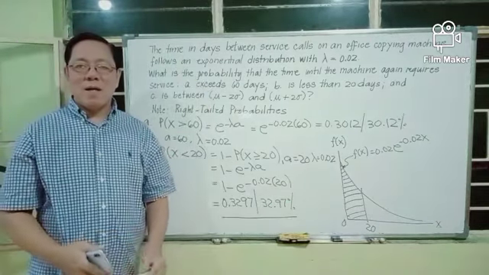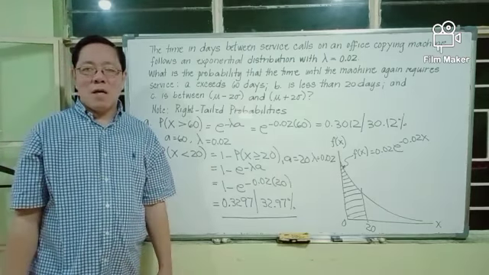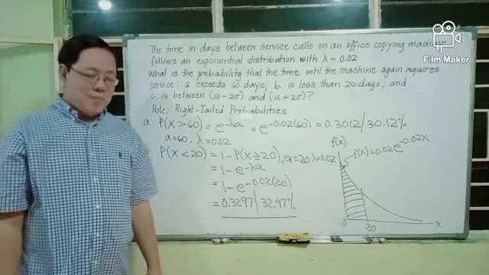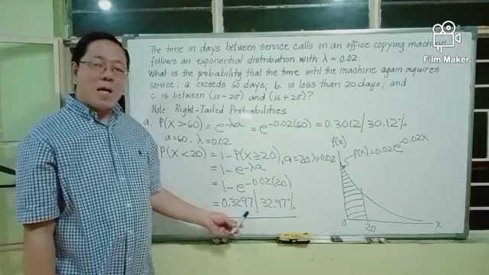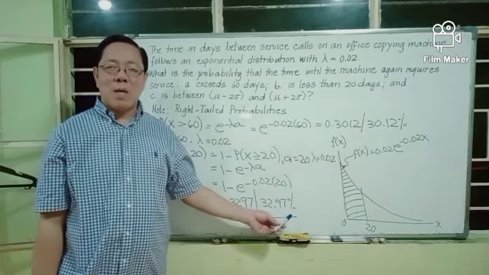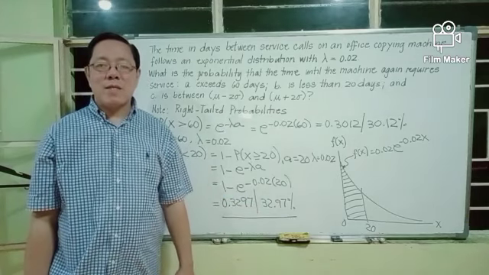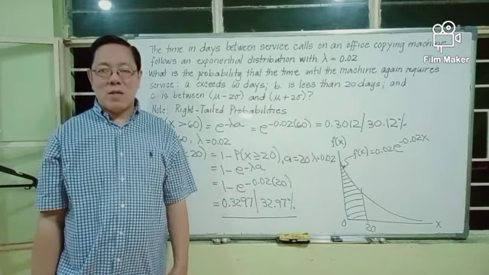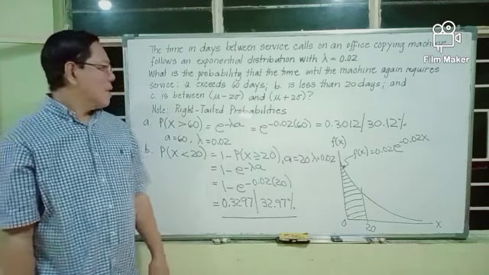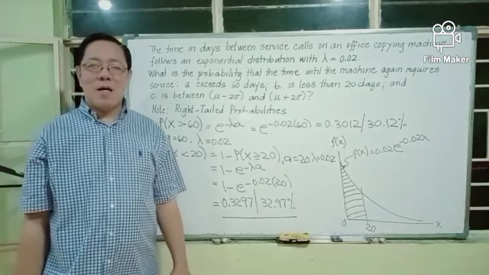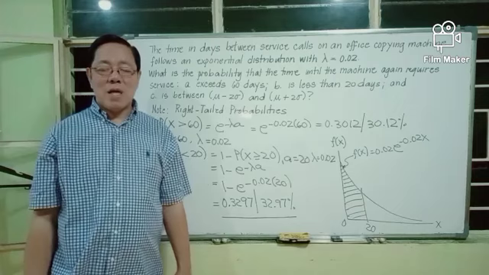Thus, the probability that the time before the copying machine requires another service call or repair is less than 20 days is 0.3297 or 32.97%. Now, we answer letter C.